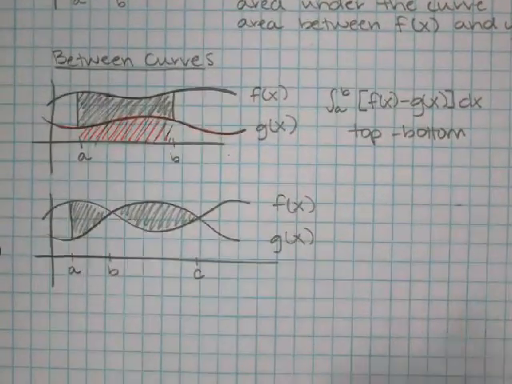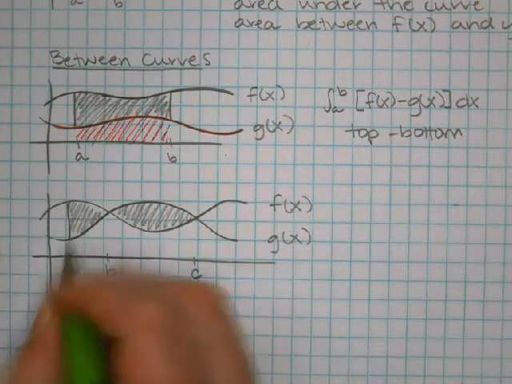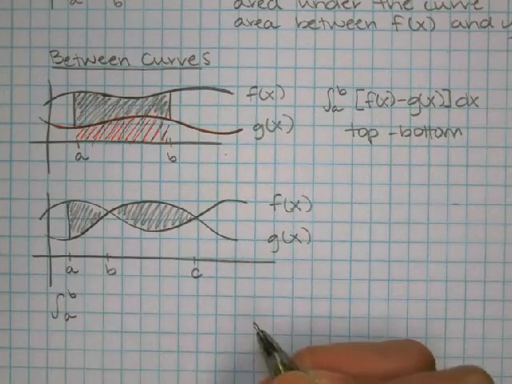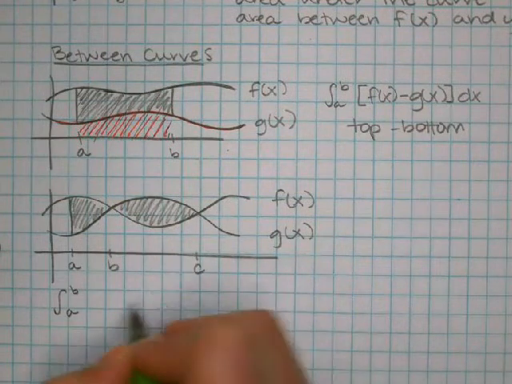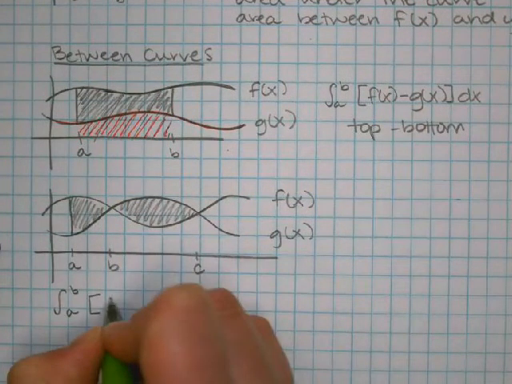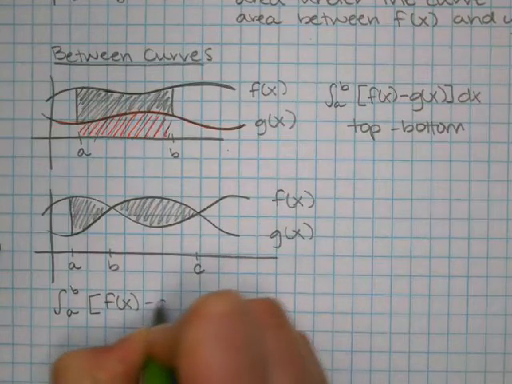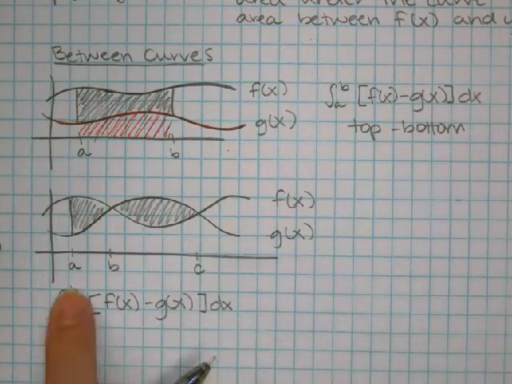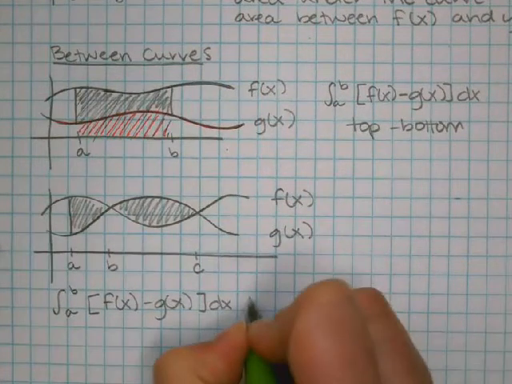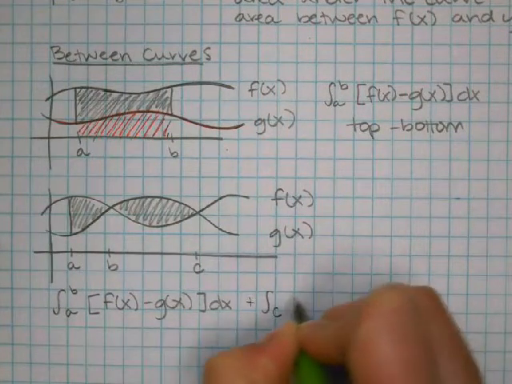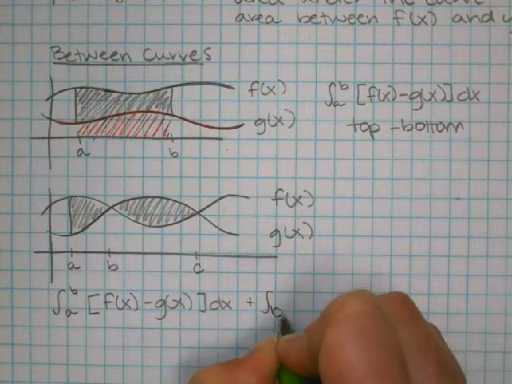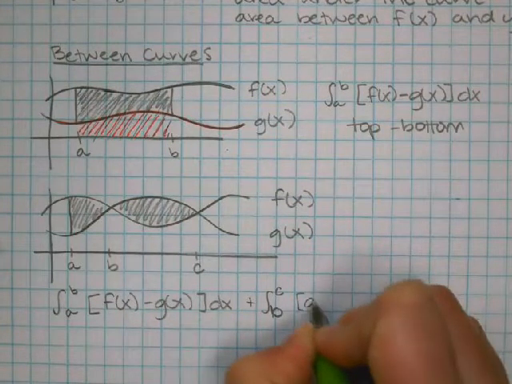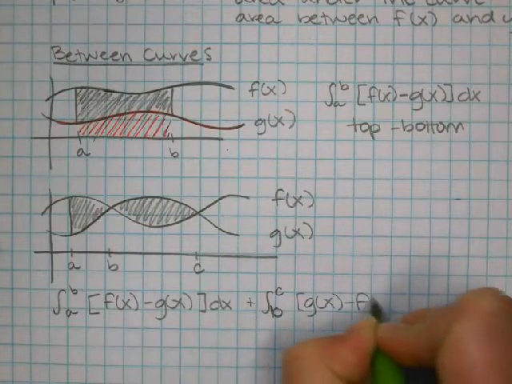So we just have to be careful to make sure that if the graphs switch places, we keep that in mind when we write our intervals. So we have f of x minus g of x for the first interval, and that's from A to B because f of x is on top, plus, and then for the interval from B to C, we would have g of x on top and f of x on bottom.